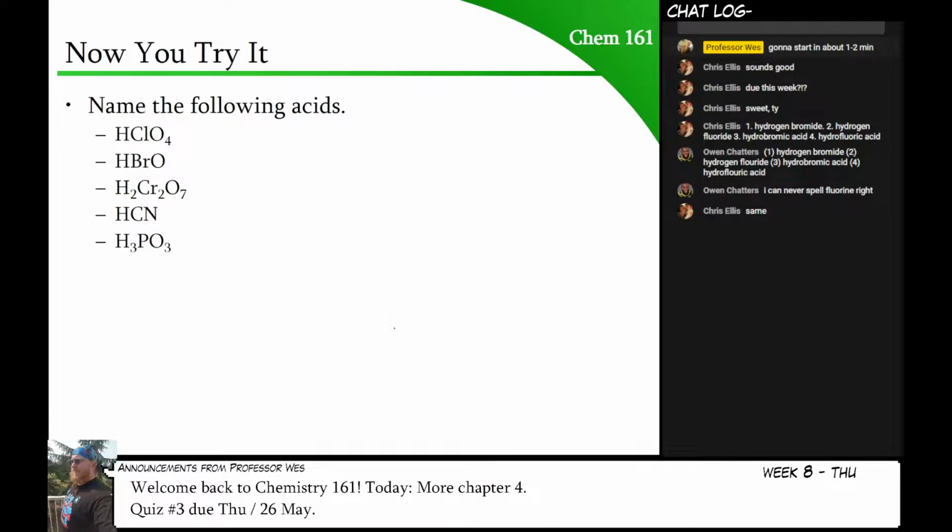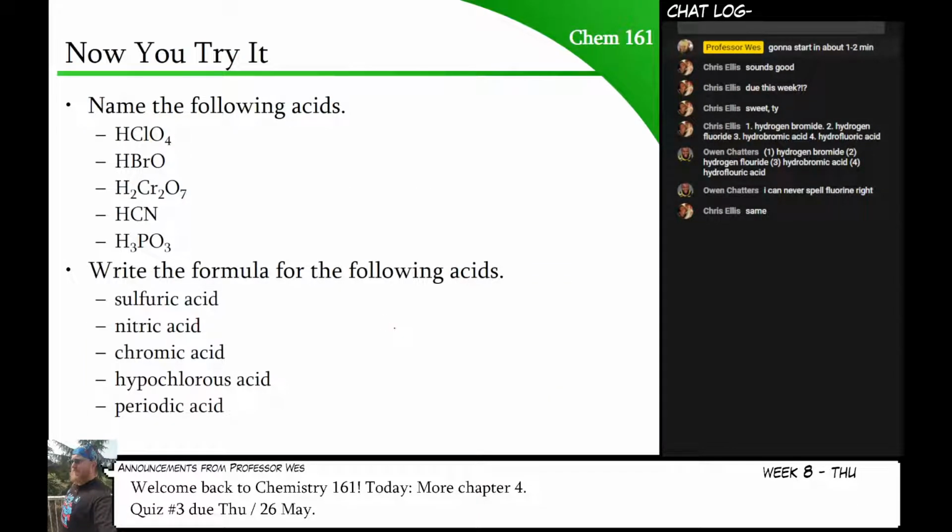All right, I'm going to give you a bunch of these to name, and then, of course, you've got to go backwards and write the names into formulas. So that last one is not periodic acid. Be careful. You will need the polyatomic ions, so I'm going to give you 5 minutes to do this.